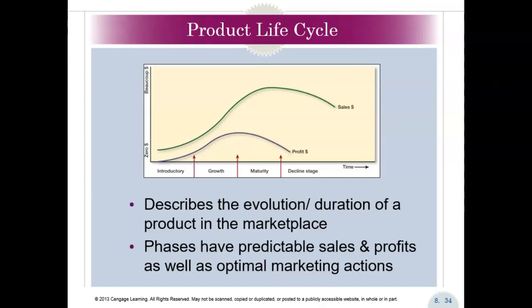So really, the things that we're looking at when we think about the product life cycle are the evolution and duration of a product in the marketplace. If you think about that over time, each phase has predictable sales and profits, as well as optimal marketing actions that should be taken in each one of those stages. So the assumption is every product goes through this type of life cycle. The difference is the amount of time that it takes for a product to go through these life cycles can be very long or very, very short.